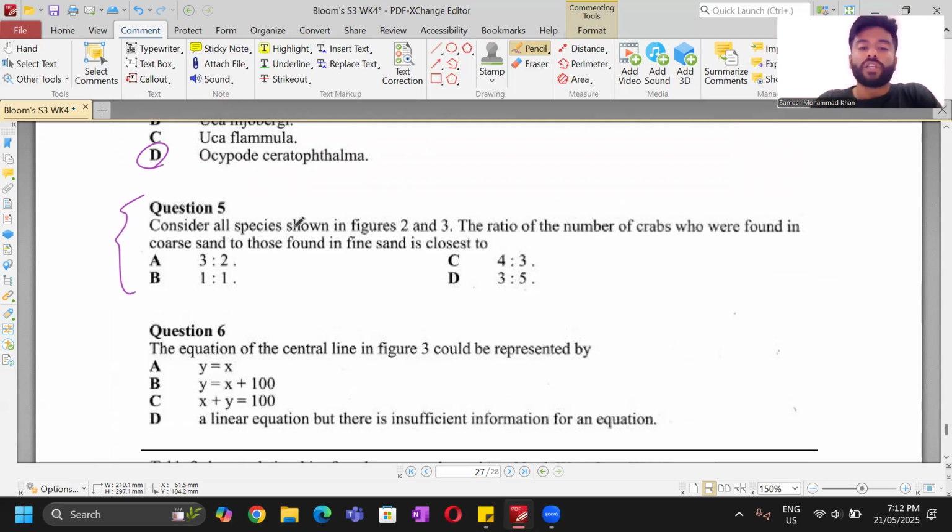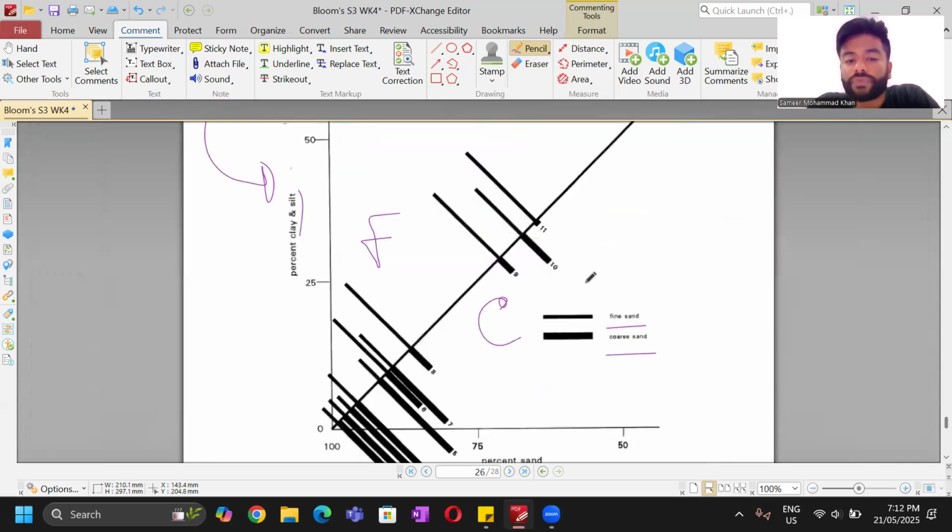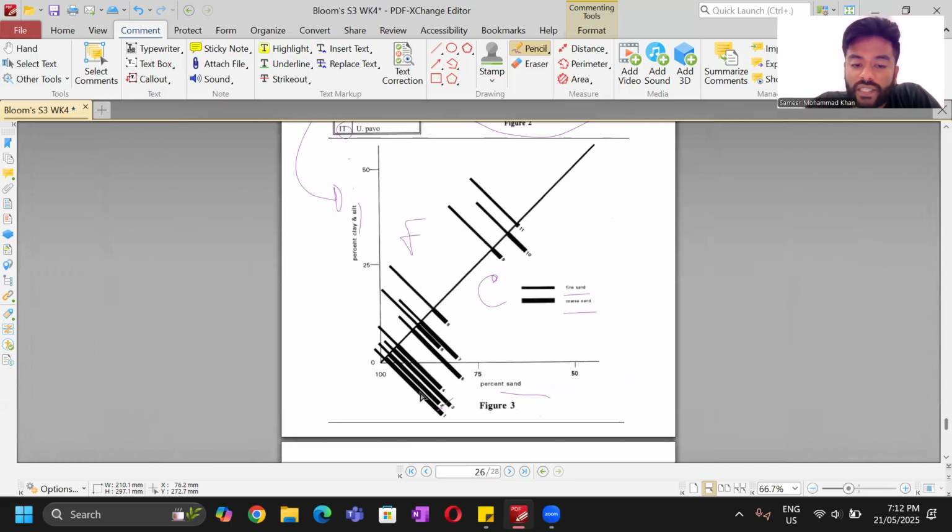Consider all species shown in figures 2 and 3. The ratio of the number of crabs who are found in coarse sand to those found in fine sand is closer to what? So why is it annoying? Because you basically have to go and count all of these numbers in coarse sand and then count all of those numbers in fine sand and figure out what has a greater population size. So what's more abundant, and how much more abundant it is.